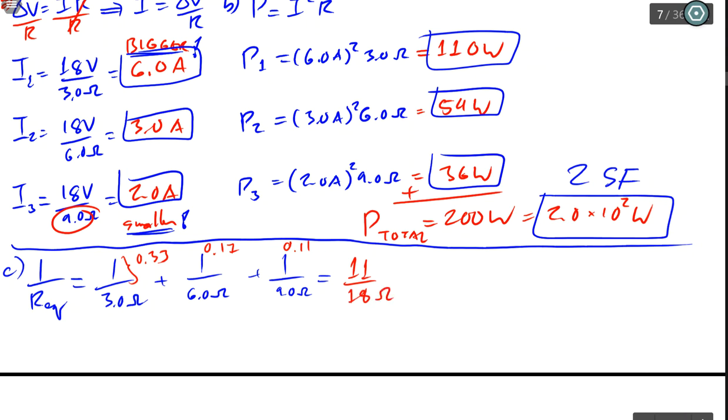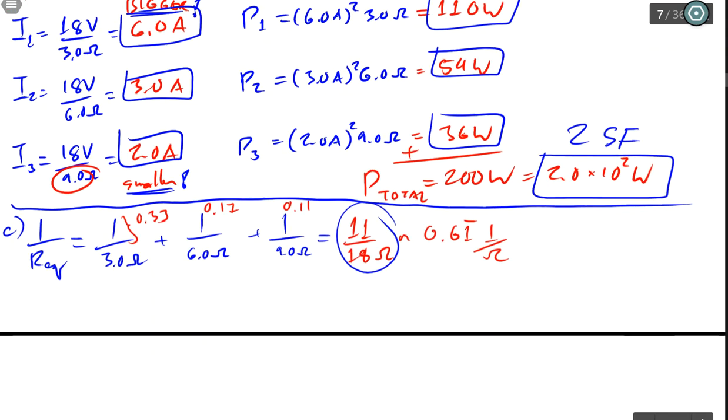Ohms is still on the bottom, or you're going to get 0.61 repeating. But take note the units are 1 over ohms. I actually prefer doing it this way, solving using the LCD, which is 18. Because that means that our equivalent is the reciprocal of that. So our equivalent is 18 divided by 11 ohms, which is equal to 1.6 ohms for two significant figures.